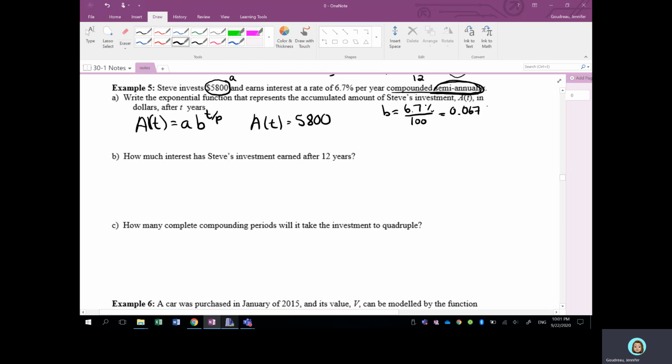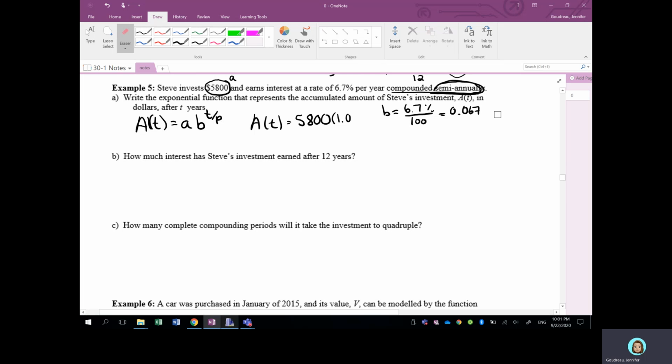And then what we need to do is add 1 to it. And again, the adding of the 1 makes it so it's exponential growth. It also makes it so that it calculates the interest and adds the initial investment at the same time. So our B value is going to be 1.0. Oops, sorry, I made a mistake. Let's go back a step, sorry.